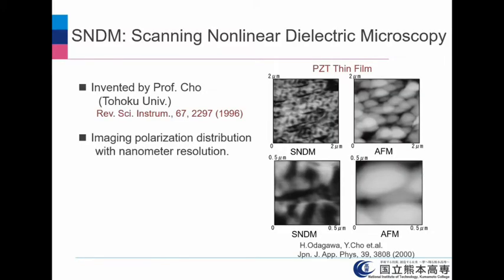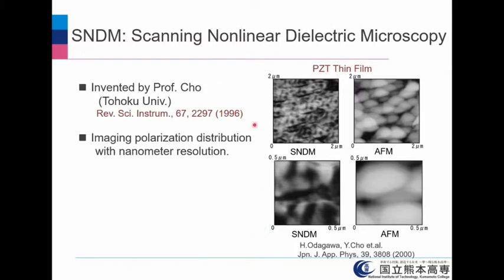Scanning nonlinear dielectric microscopy, called SNDM, was invented by Professor Cho of Tohoku University. It can obtain polarization distribution images with nanometer resolution. Here's the image I measured 20 years ago. The measured sample is PZT thin film.